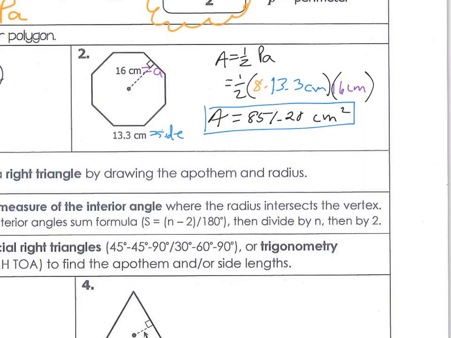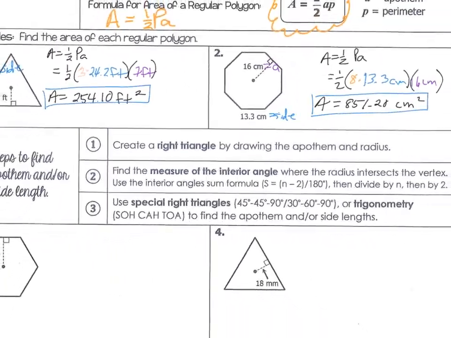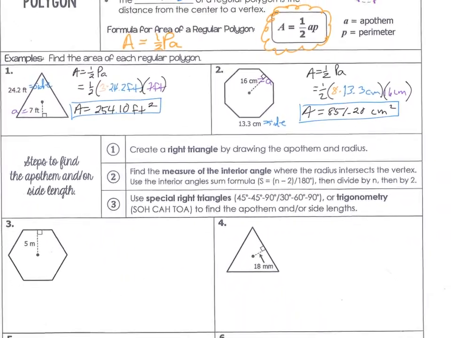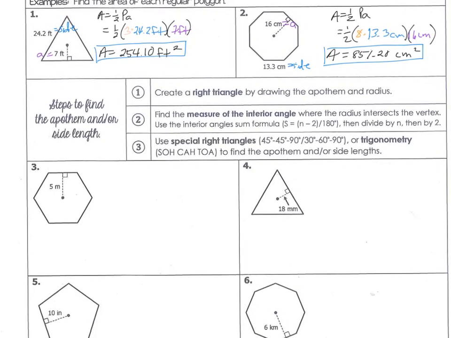Okay, are there any issues with finding those? Yes or no? You got to talk to me. Okay, so we're comfortable with those. Let's move on to what happens if you are not given the apothem and the side length, because those are easy, right? Given a calculator, just plug them in. The only hard part is finding that perimeter.